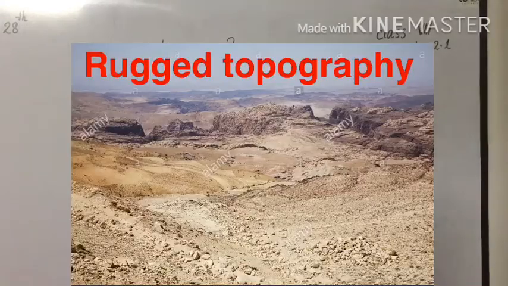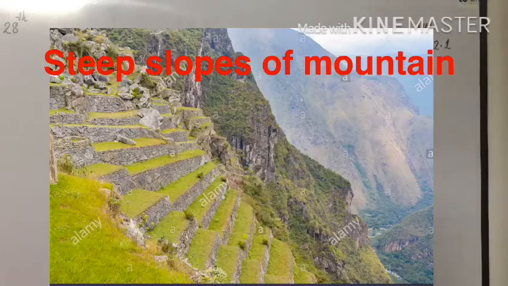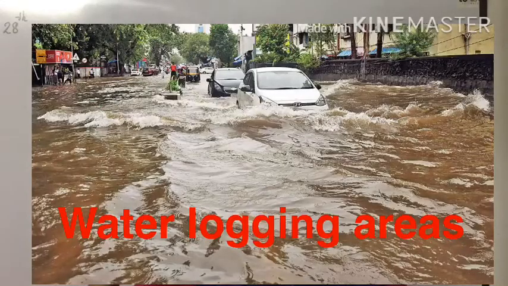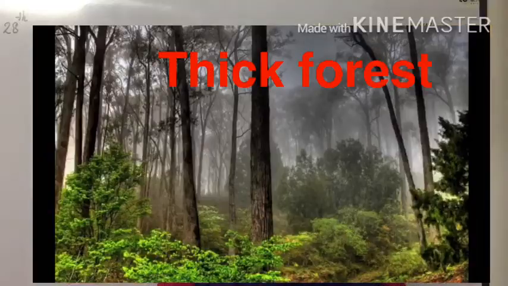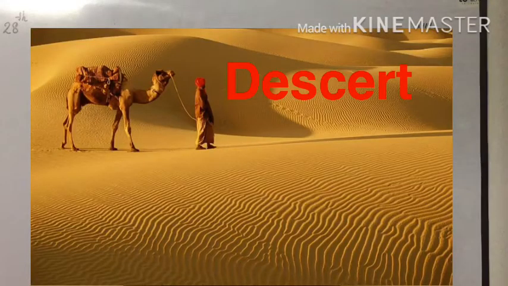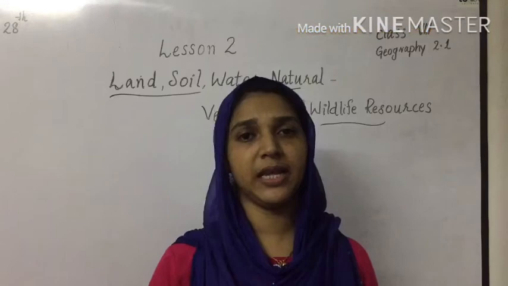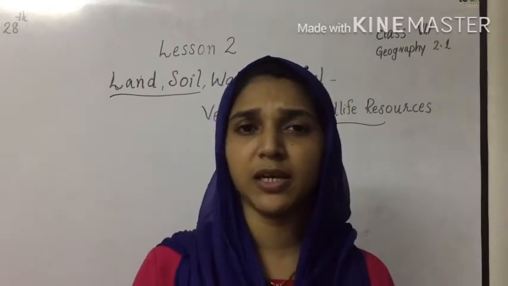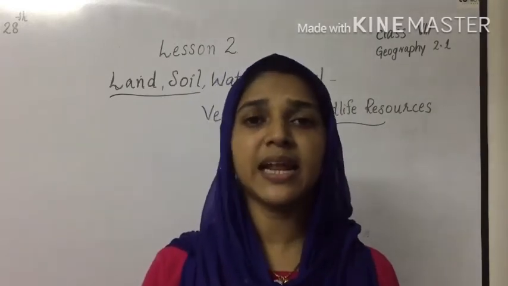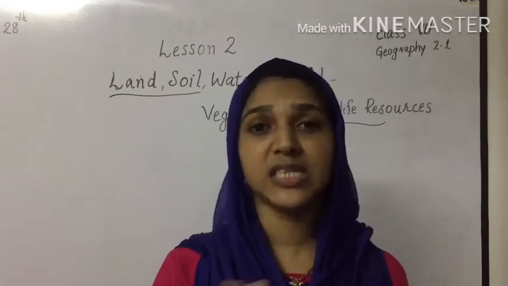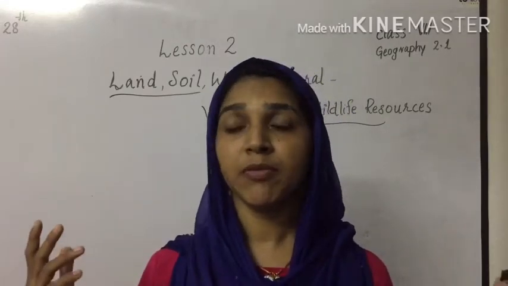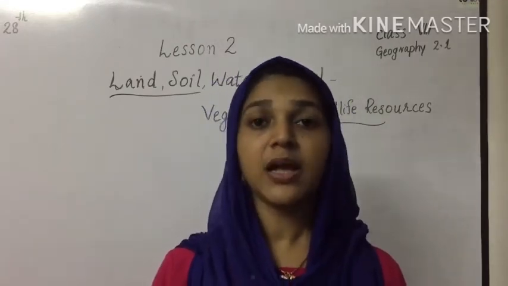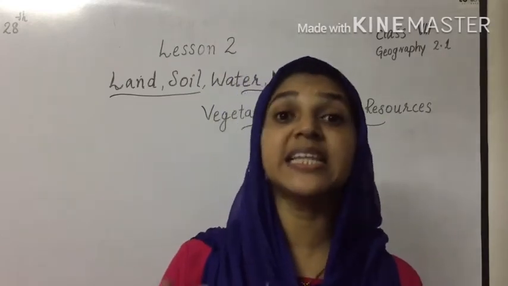Okay. The rugged topography, the steep slopes of mountains, the waterlogged areas that are below sea level, the thick forest and the desert areas: these are the areas which are sparsely populated. Sparsely populated means less populated. Rugged topography means the areas which are uneven or covered with rocks.